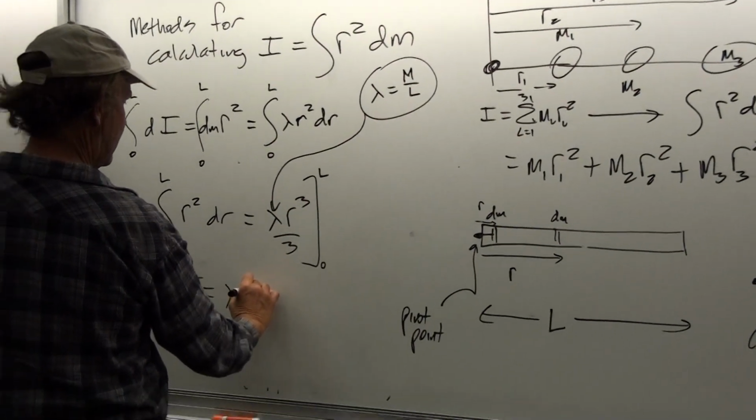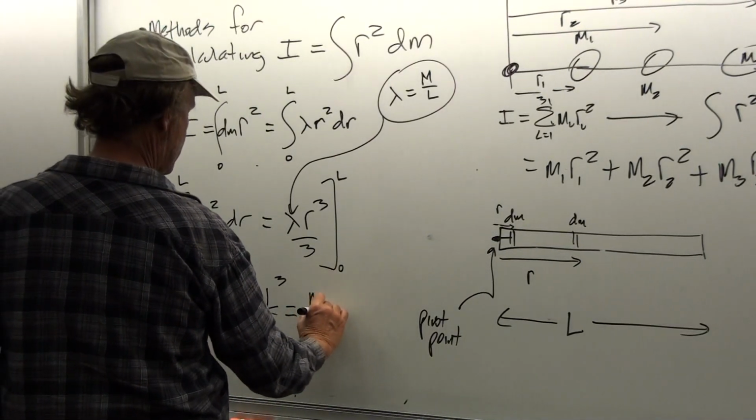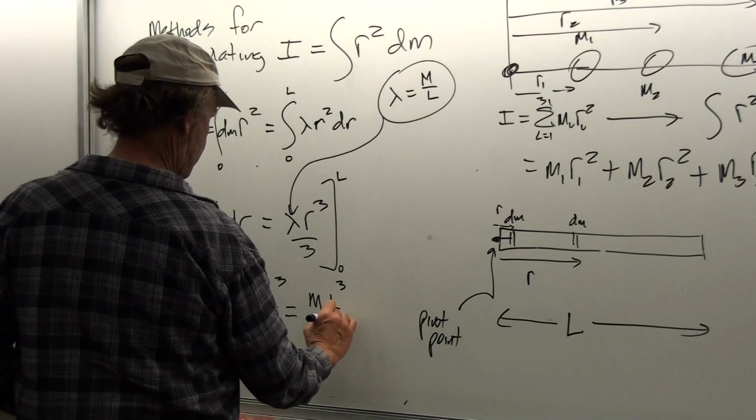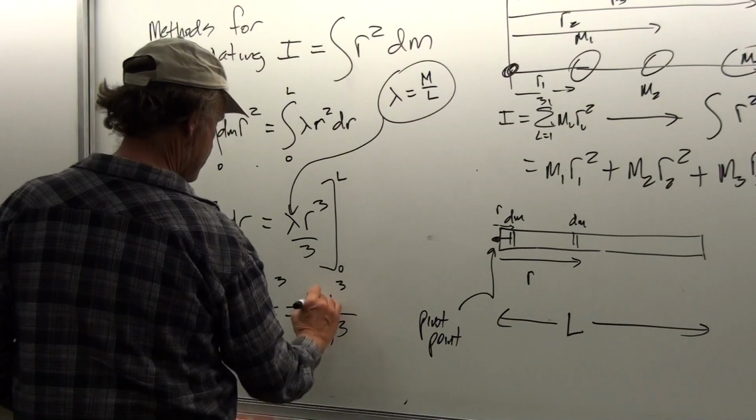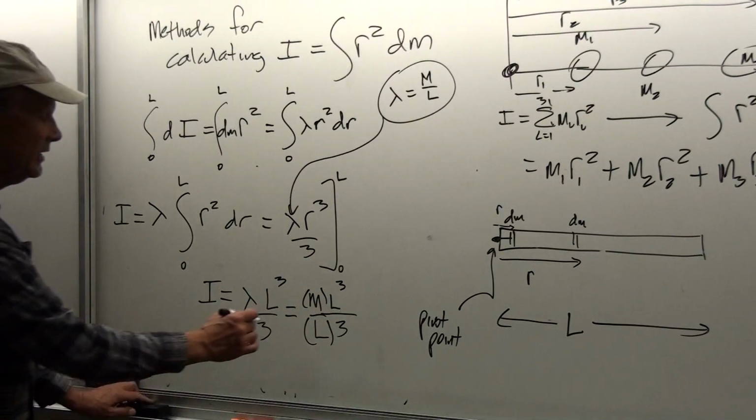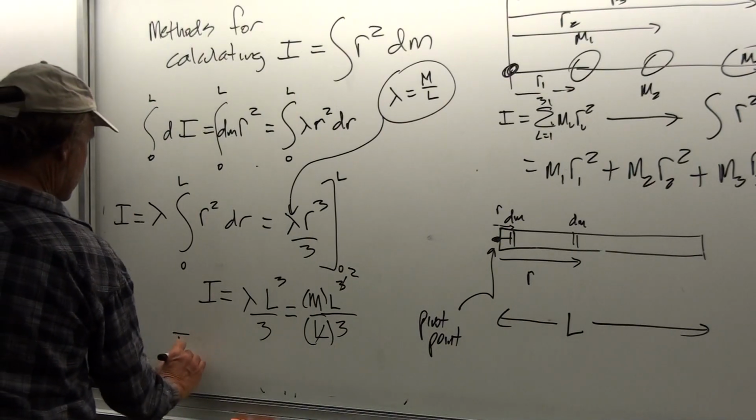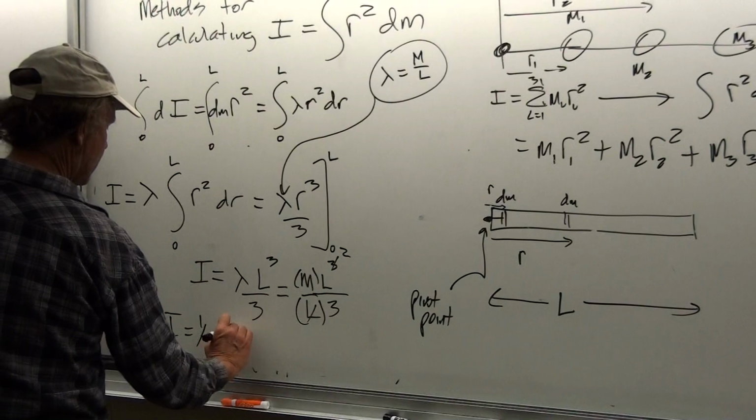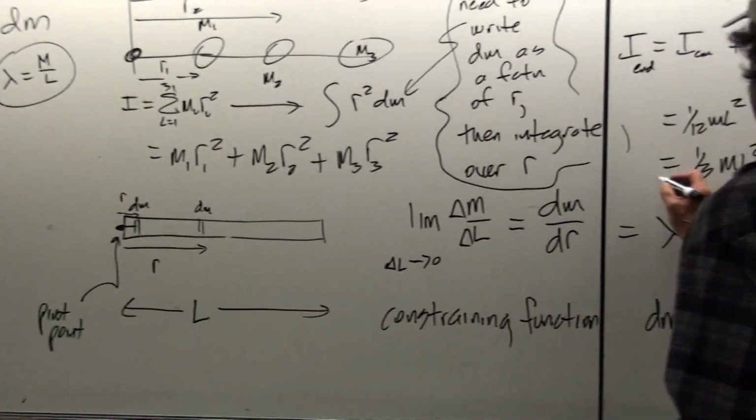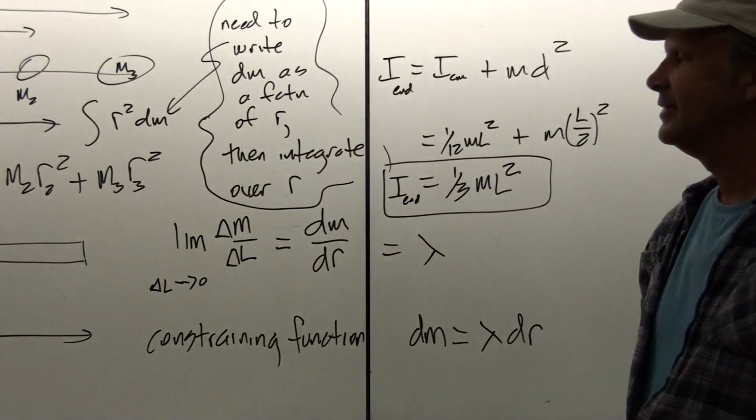So this is lambda L cubed over 3, or that's just equal to m over L times L cubed over 3, right? I've just taken the lambda and replaced it with m over L. Then one of the L factors is going to cancel, and that gives us 1/3 m L squared. So I'm hoping that's going to be the same thing as I got doing it the other way. Sure enough, it is.